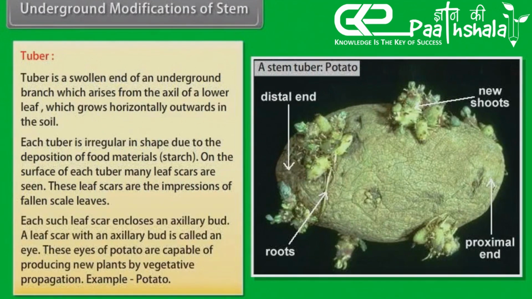Each such leaf scar encloses an axillary bud. A leaf scar with an axillary bud is called an eye. These eyes of potato are capable of producing new plants by vegetative propagation. Example: potato.